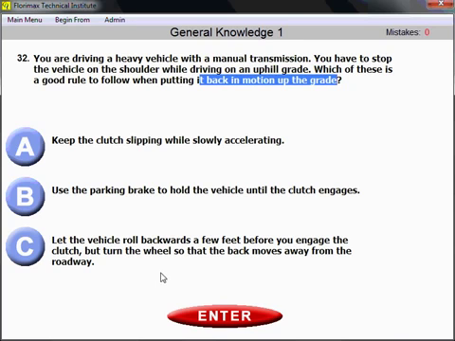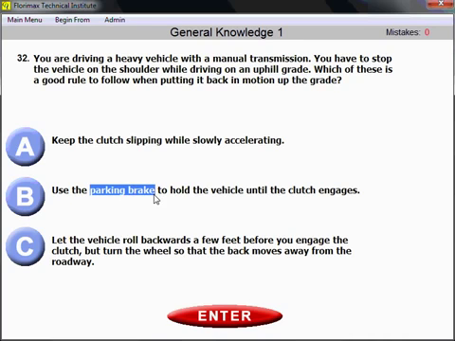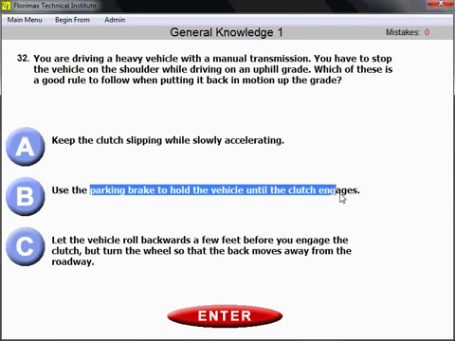Resume. What do you need to do in this particular case? Use the parking brake. To do what? To hold the vehicle until the clutch engages. You remember? This is a manual transmission, so you can't rely on an automatic transmission to hold the vehicle. You need to use the parking brake to hold the vehicle until the clutch engages in order to prevent roll back, right? Because you are uphill. If you don't hold the vehicle with the parking brake, it might roll back and hit something behind you which you are not able to see at this particular moment.